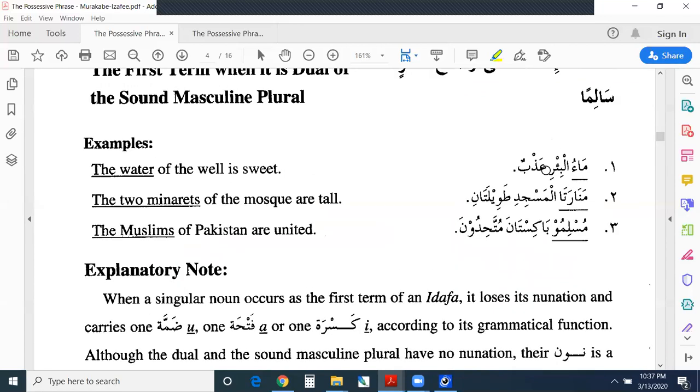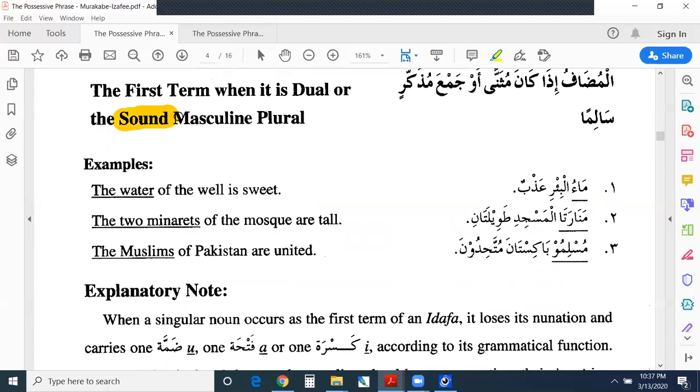Okay. So here, these are sound masculine plural and the musanna. And what did we say about musanna and jama salim muzakkar? Then the noon gets dropped. So look at this. The water of the well is sweet. Ma'ul bi'ri azbun. Azbun is sweet. Manaratal masjidi tawilatani. What does that mean? Manaratani, the two minarets. If I had to write two minarets in Arabic, what would be the Arabic for that?